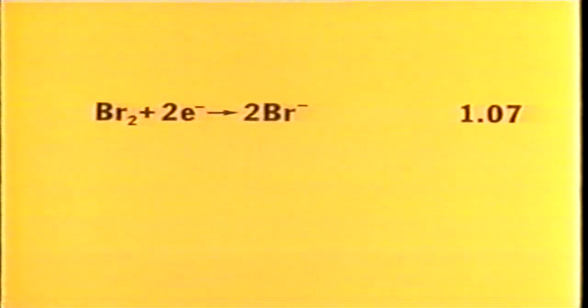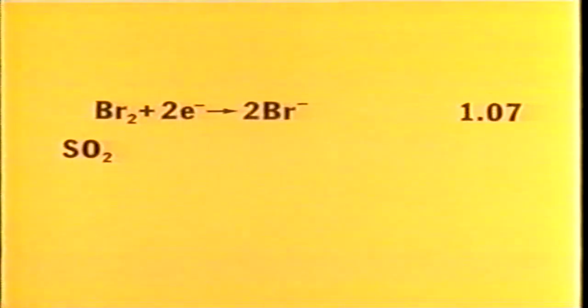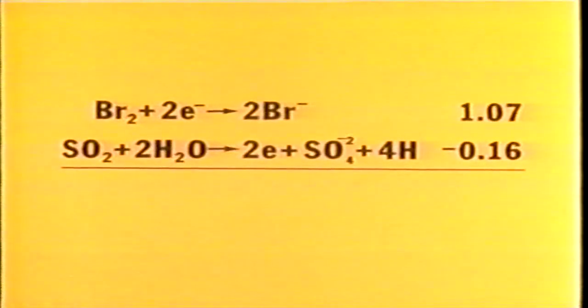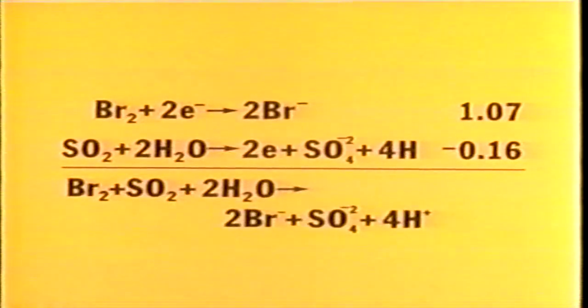Here is a half reaction. Sulfur dioxide has been found to be the most economical reducing agent. Here are two half reactions. We add them to obtain an equation for an overall reaction. Then adding the appropriate E0 values gives a positive figure, showing that the overall reaction is spontaneous.